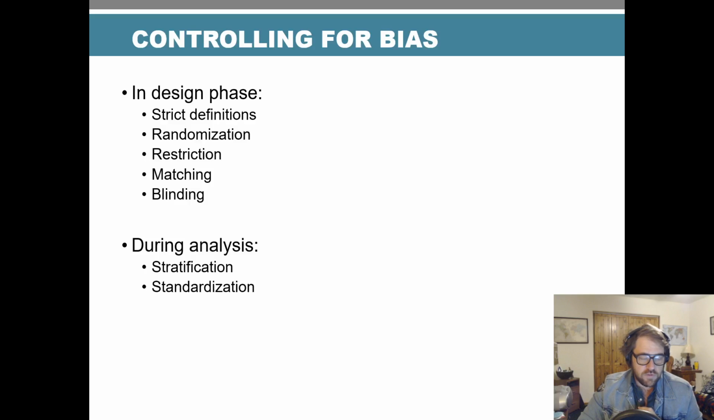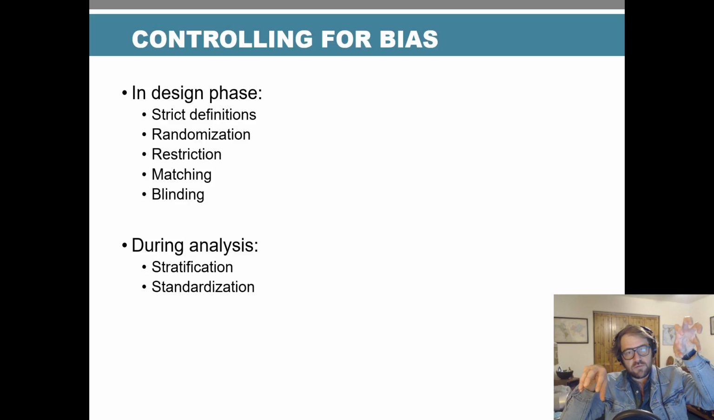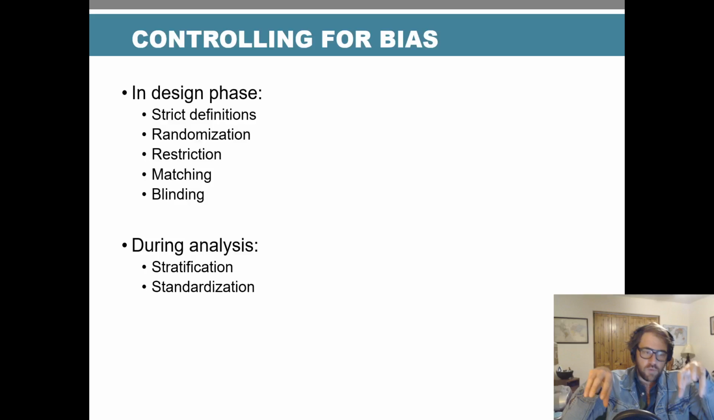You want to match controls. So you want to match participants if possible. This is another way that you can do this. So you can have a participant who is a 30-year-old white male, speaks English as a first language, lives in Arizona. You want to also, in your other group, have a 30-year-old white male who speaks English as a first language and lives in Arizona. So those are matched controls.